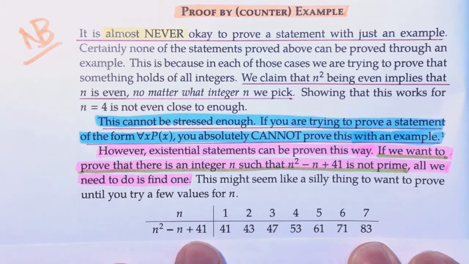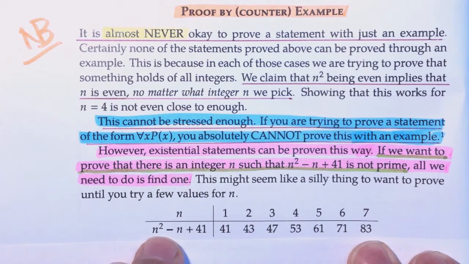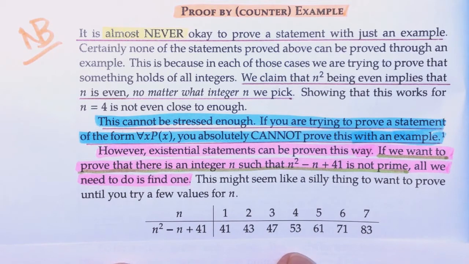Just look at the equation though. If n was 41, then minus 41 plus 41 is 0, and n squared will be 41 squared, which has 3 factors. It has 1, it has 41, and 41. So that is not a prime number, and hence you've proved it by providing a counterexample to what they were looking for. So let's have a look at more examples.